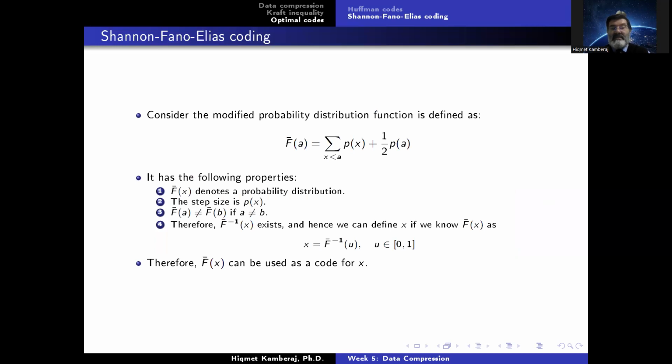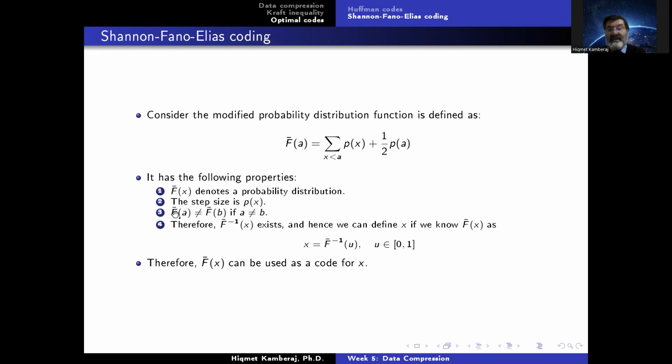Now, consider modifying the probability distribution as the following. We consider F bar of a as equal to the sum of all x's less than a of P of x, plus 1 over 2 P of a. Now you could notice that this F bar has the following properties. It denotes a probability distribution because it is a number between 0 and 1. The step size is P of x, similar to F of a.